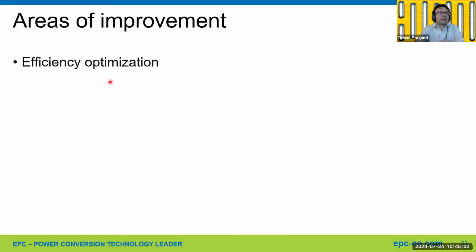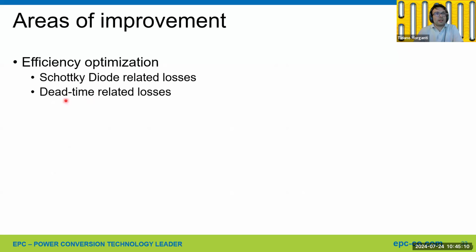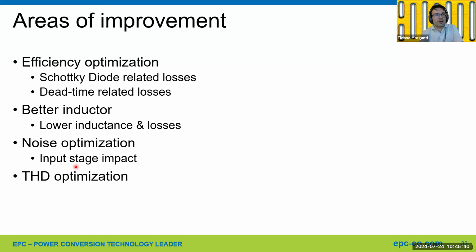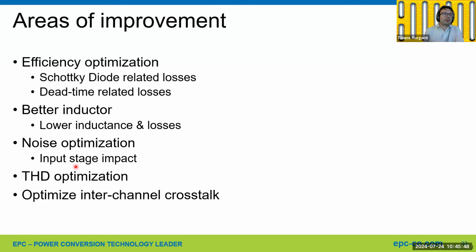So what we will do next? We are working on optimization of efficiency. We work on removing the Schottky diodes. We are investigating how to reduce the dead time, and most likely we need to get a better inductor with lower inductance, lower losses. Then we can optimize the noise. We have something to do on the input stage and also on the feedback loop. Then we can improve the THD by improving the amount of feedback we can provide with our controller. And then we have to optimize the layout to reduce the crosstalk between the two channels and be able to reduce the interference tones between one channel and the other.